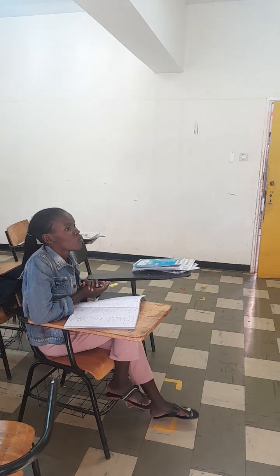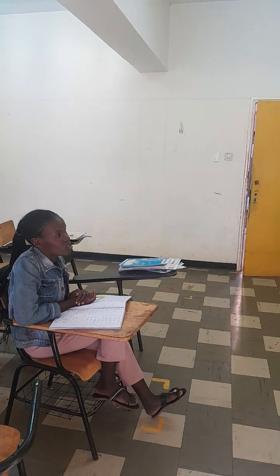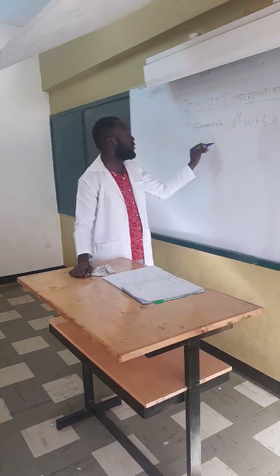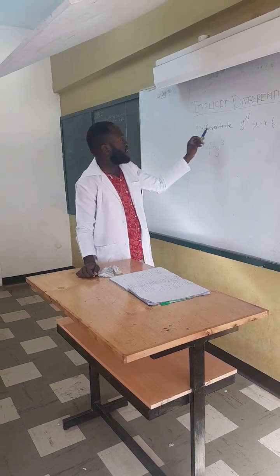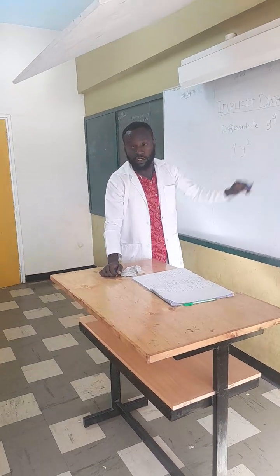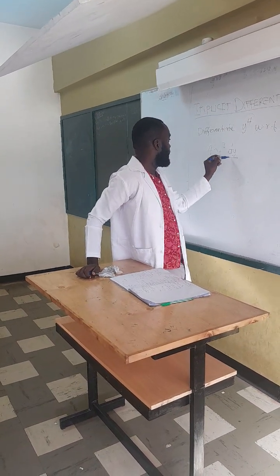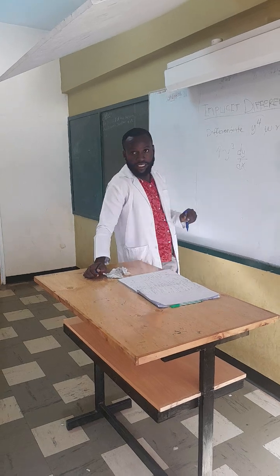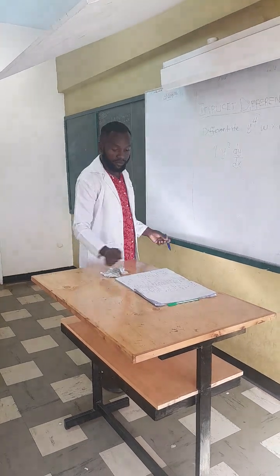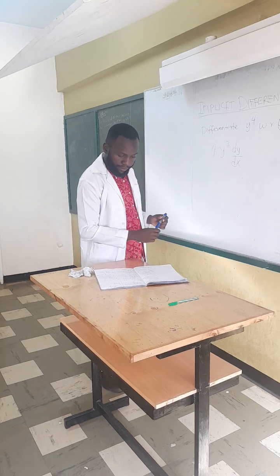Can you recall? Yes, just give the answer. Then it's 4y cubed. But we have been told to differentiate this function with respect to x. So we should have a variable x here. We're adding dy dx. This is a very simple example. Let's go to a more complex example.